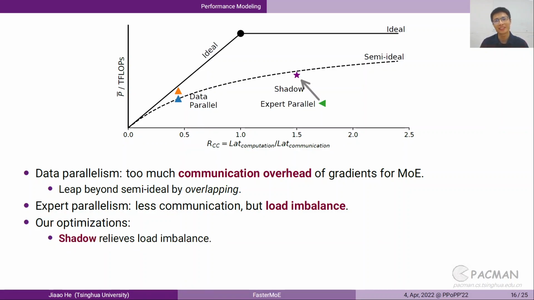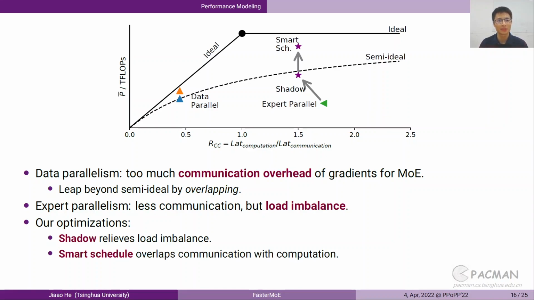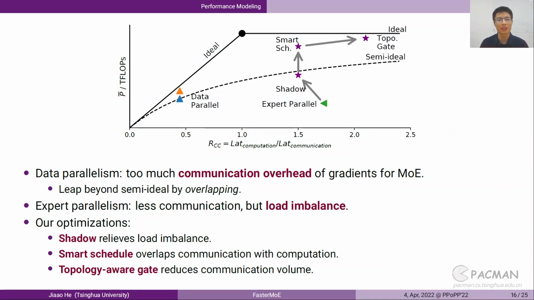First, shadowing a few experts can relieve the situation of load imbalance. So its RCC is reduced, but its performance is increased. Then with smart schedule, we overlap communication with computation. So its performance is further increased. And for topology-aware gates, we are reducing the communication volume from the algorithm itself. So its RCC is larger and it can achieve higher throughput.